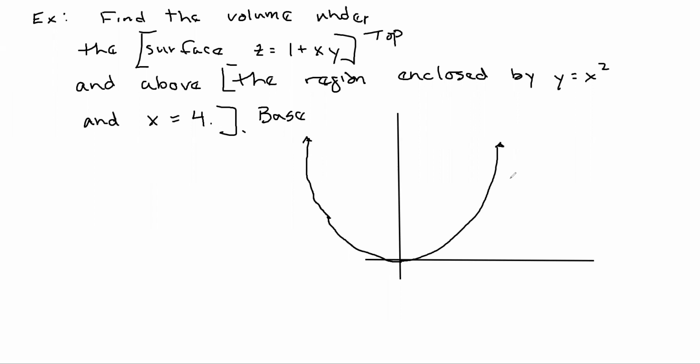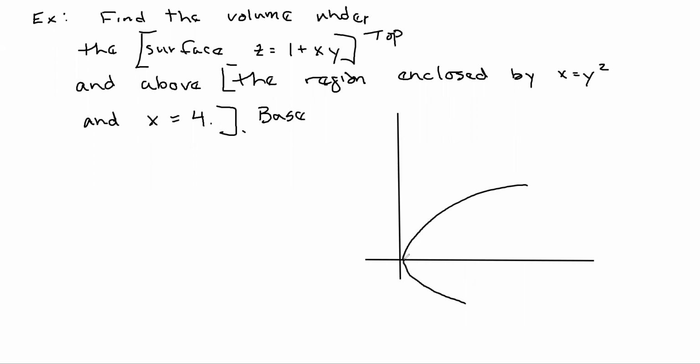Y equals x squared, and then x equals 4. Oh, I made a mistake. My apologies. It's supposed to be x equals y squared. That didn't make any sense the way that I had it. It's easy to fix. Let's just reverse these. If it's x equals y squared, then it looks like this. All right, and then x equals 4.